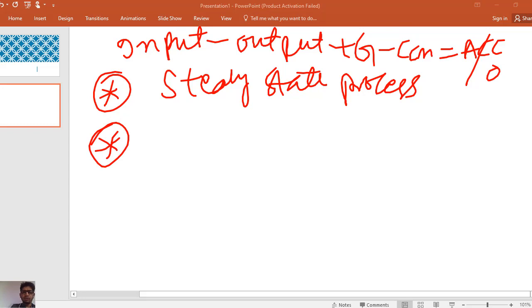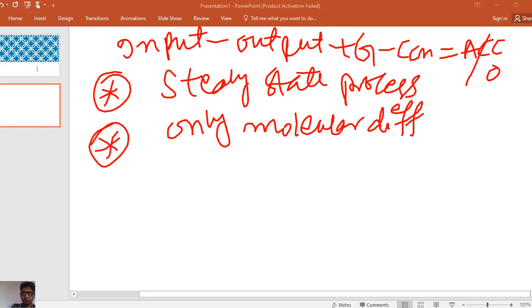The second assumption is that only molecular diffusion is taking place in the film theory.